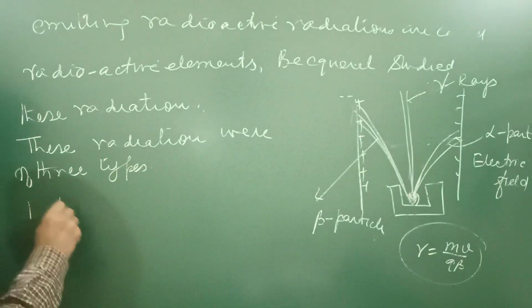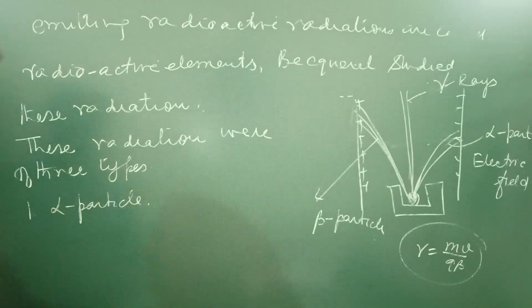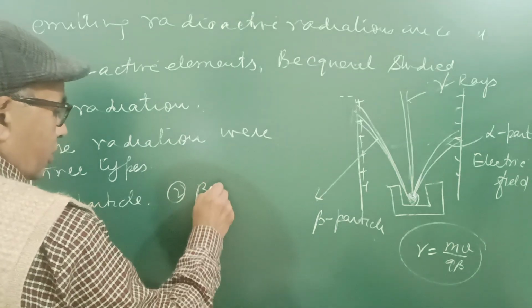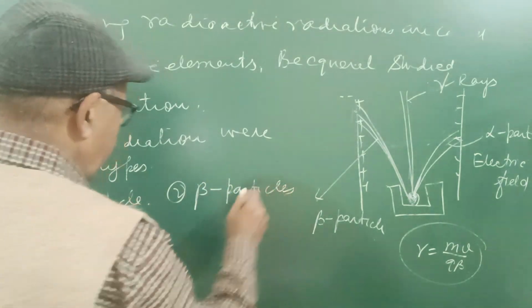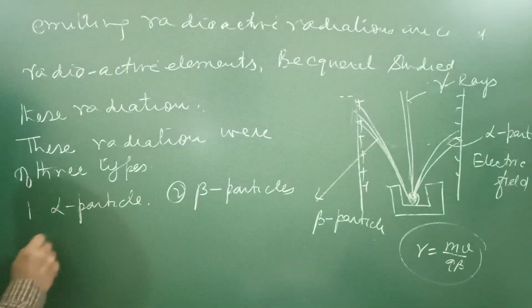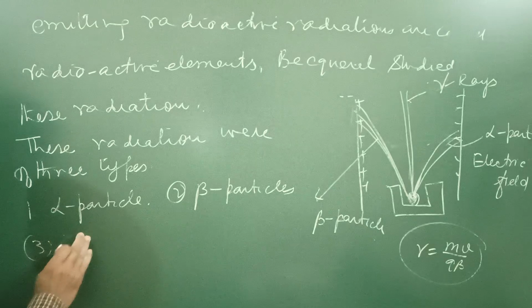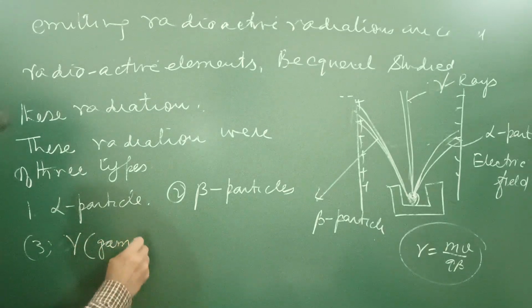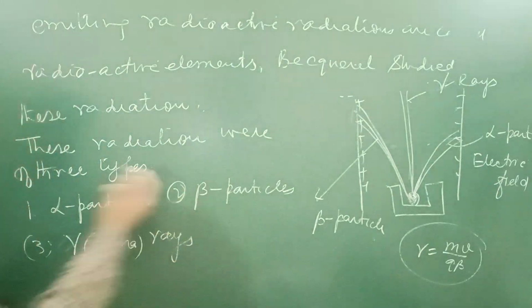Number one, alpha particles. Number two, beta particles. And number three, gamma rays. I will be telling you what these are.